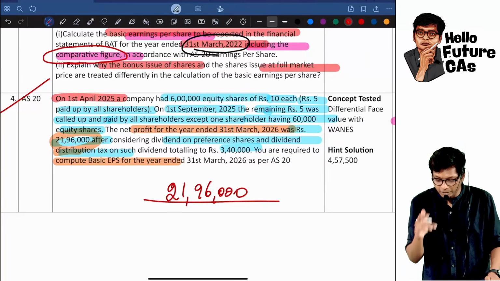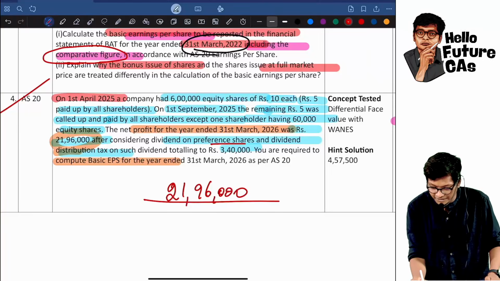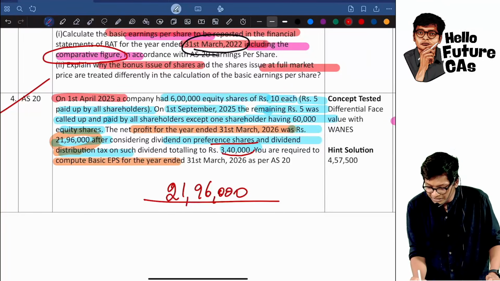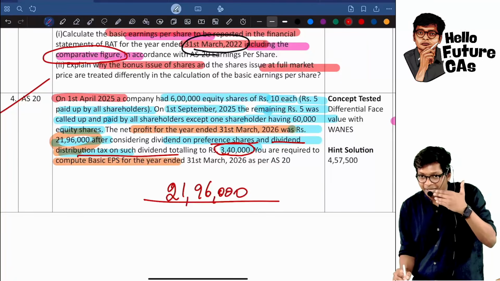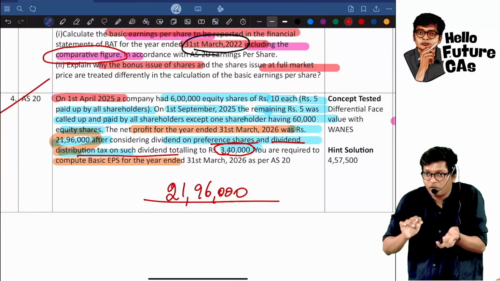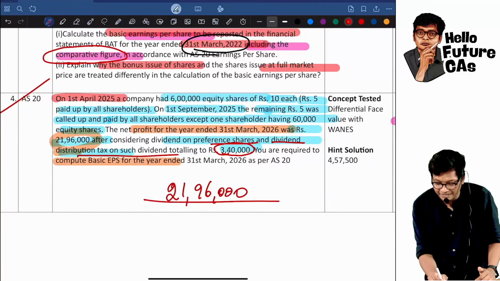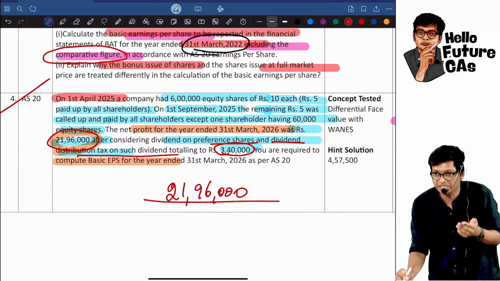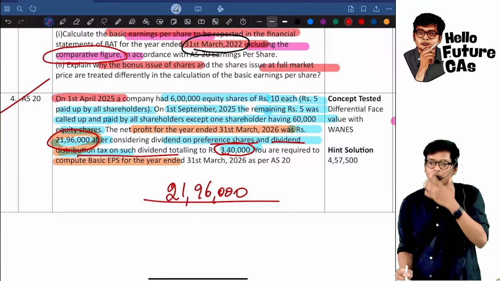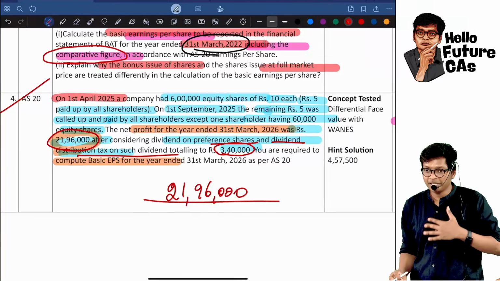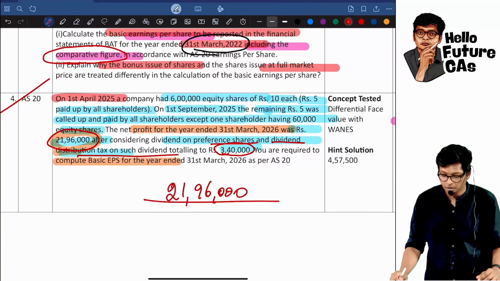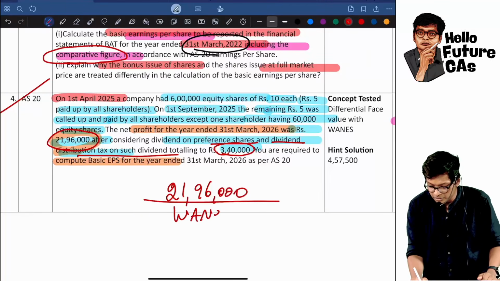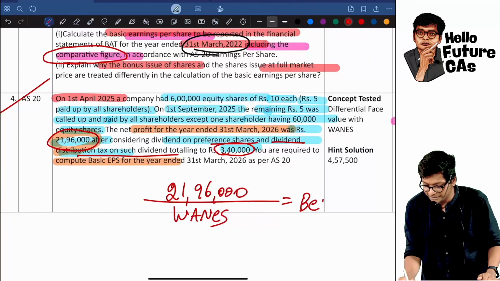Sir, why not the adjustment of preference dividend? That should anyway be reduced. Sir, what about this 3 lakh 40,000, which is dividend distribution tax? That should also be reduced, because after paying that, whatever is left is for equity shareholders. And he has straight away given that 21 lakh 96,000 is after reducing these. Are you following? If it is not after reducing, you have to reduce dividend distribution tax. The denominator is only Vains. If I divide by Vains, then you will find basic EPS.